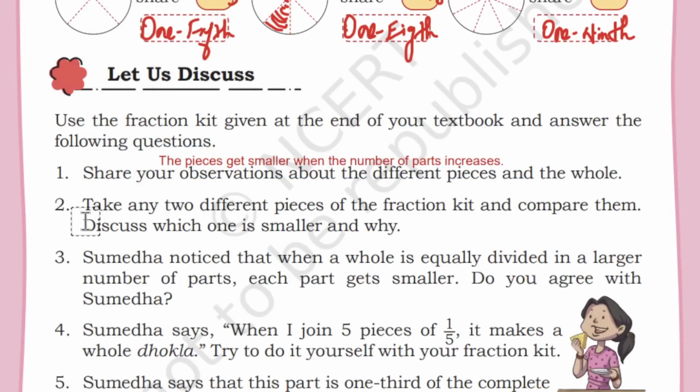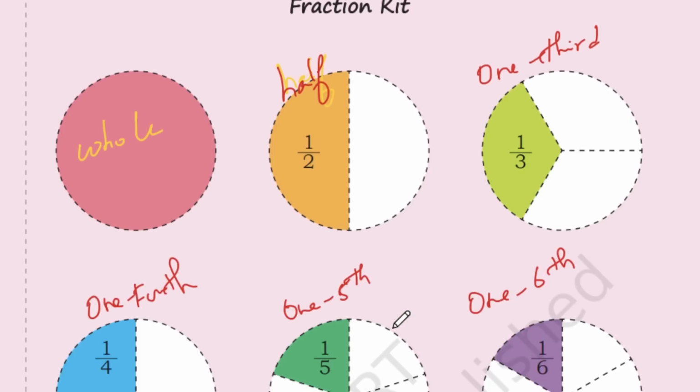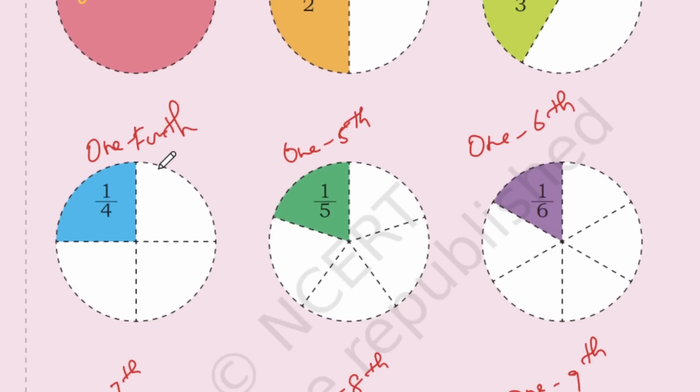Next. Take any two different pieces of the fraction kit and compare them and discuss which one is smaller and why. Okay, let me take any two of these. We will take 1/4 and 1/5. So which one is smaller? 1/5 is smaller. I'll mark this. Okay, 1/5 is small.